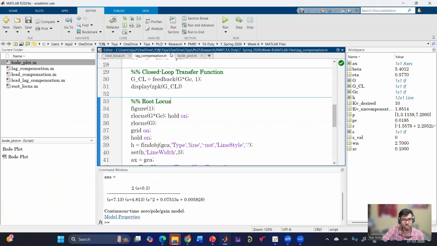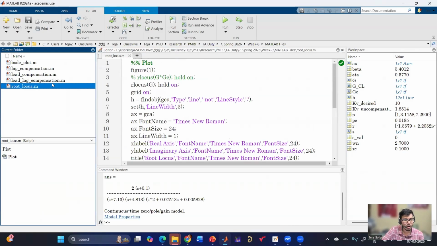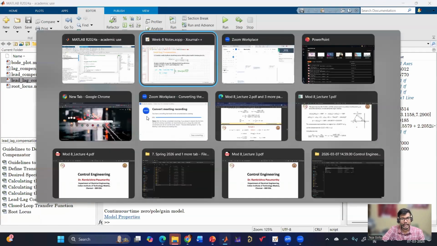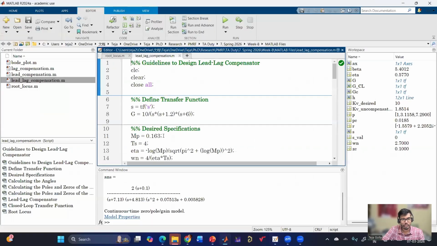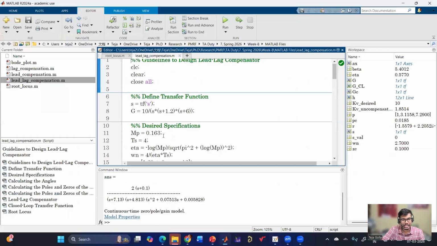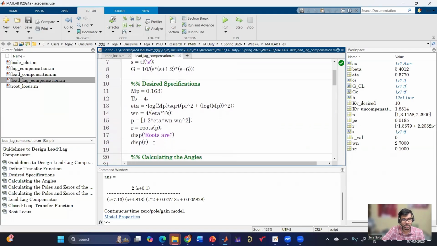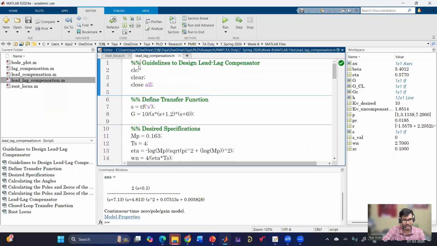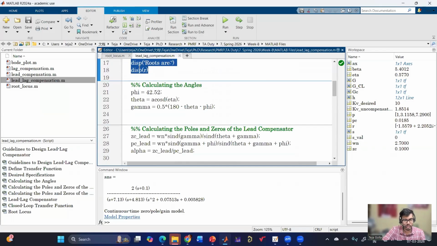So let me close this as well as this, and then I'll go to the lead lag compensation code. This is my input, 10 by S into S plus 1.2 into S plus 6. My MP is 0.163 and TS is 4. Until here, I'll be calculating the roots. After that, first I'll design the lead, then I'll design the lag. So I will select till this point and then run it.